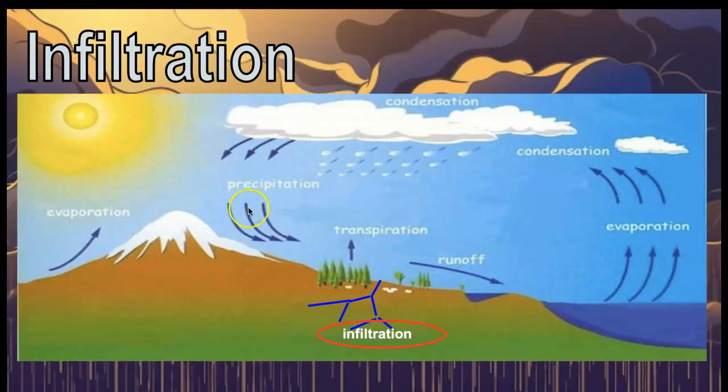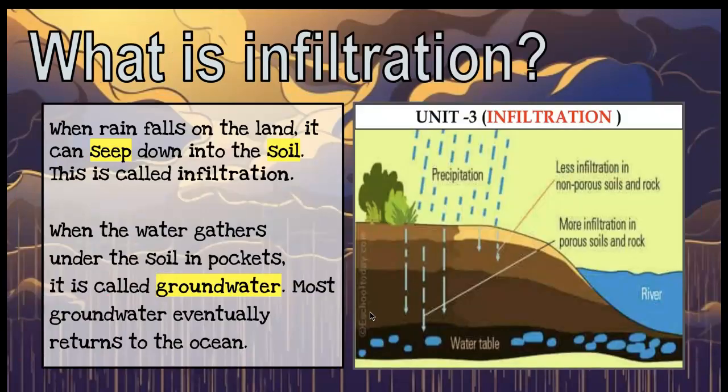Now, once precipitation occurs, there can be a variety of different paths that the water can take. The first one we're going to talk about is infiltration. Infiltration, as you can see here, is pretty much whenever the water goes into the soil. So if something is infiltrated, it means that something goes into. So when the rain falls down onto the land, it can infiltrate the soil or seep down and go into the soil.